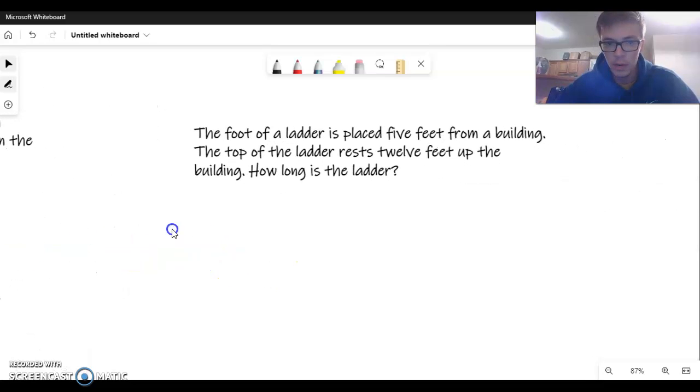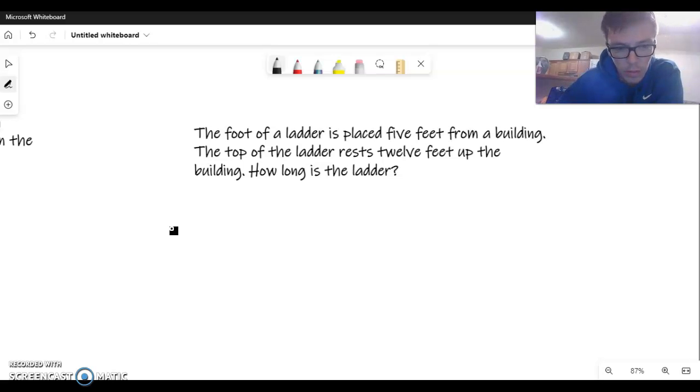In this case, we have the foot of a ladder placed 5 feet from a building. The top of the ladder rests 12 feet up. So the top of the ladder is 12 feet up the building. How long is the ladder? What I want you to do right now is pause the video and try to draw this picture.